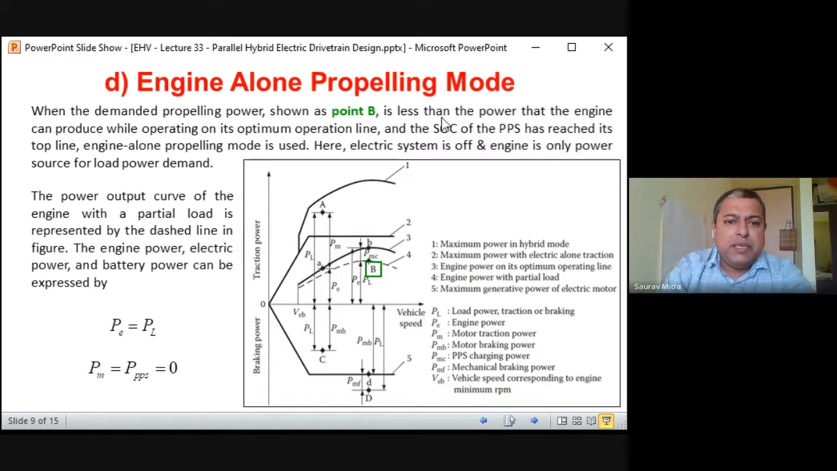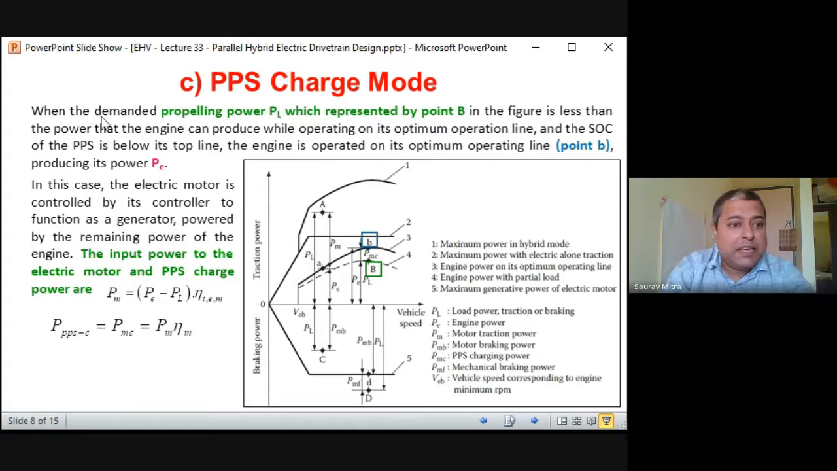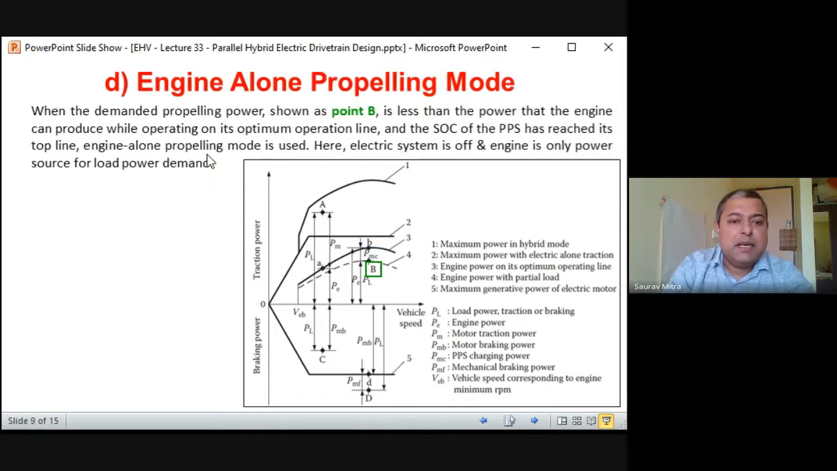So at point B, the demanded power is less than the power the engine can produce while operating on its optimum operating line, and the SOC of the PPS has reached its top line. In the previous case, the SOC of the PPS was below its top line. So this is the only difference. In the PPS charging mode, the SOC is below the top line. In the next case, the SOC has reached its top line, so the SOC is also fully charged.